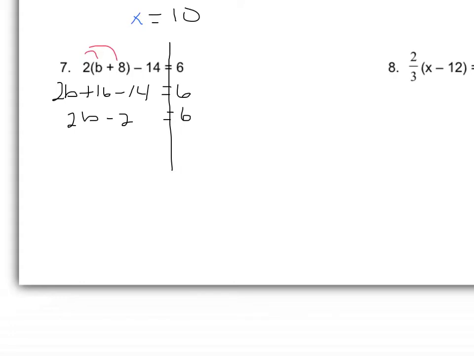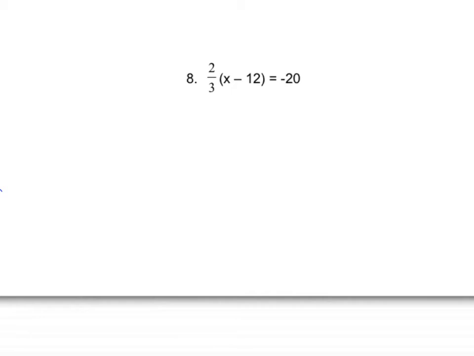Now, since it's simplified, I'm going to solve for b now. So I'm going to do the opposite operation, so plus 2. And I have 2b equals 8. And since that's multiplication, we divide by 2 so that it becomes 1. And I'm left with b equals 4.